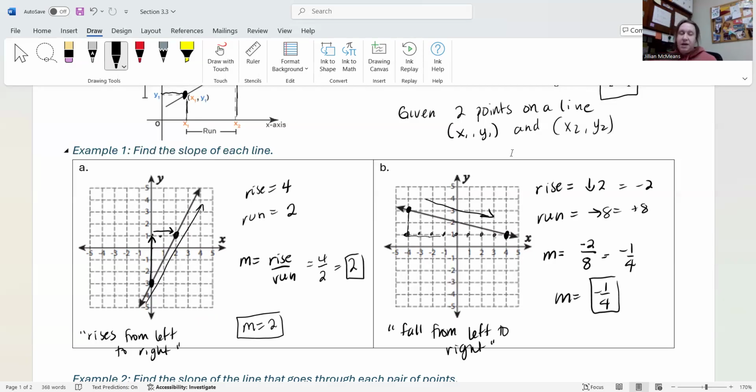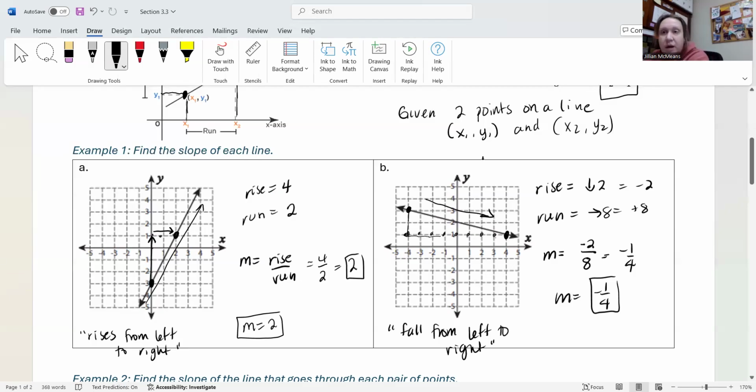So positive slope indicates that the line is going uphill from left to right. Negative slope indicates that the line is going downhill from left to right. The bigger the number is, or let's say the further away from 0 the number is, the steeper the line is. The closer to 0, the less steep the line is going to be.